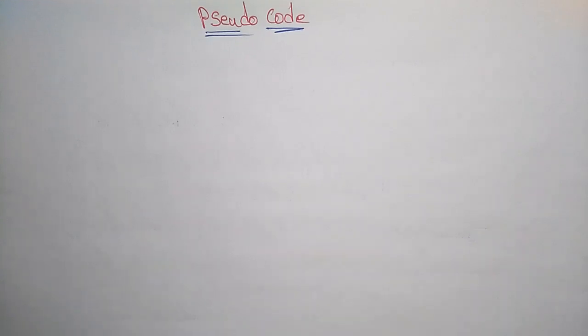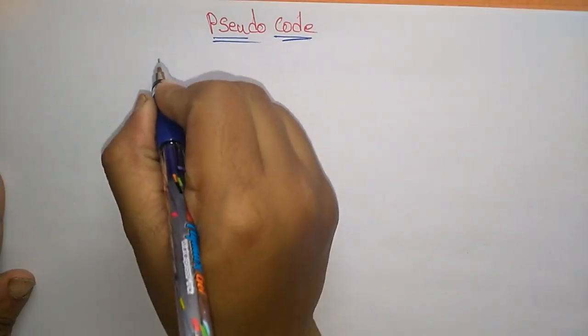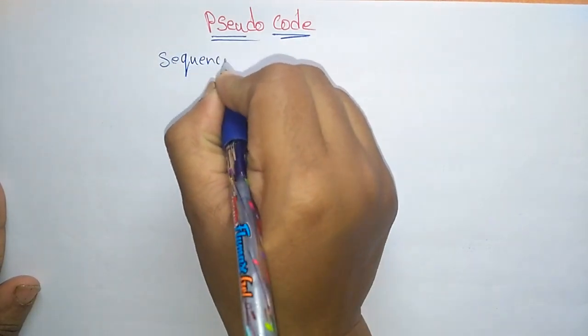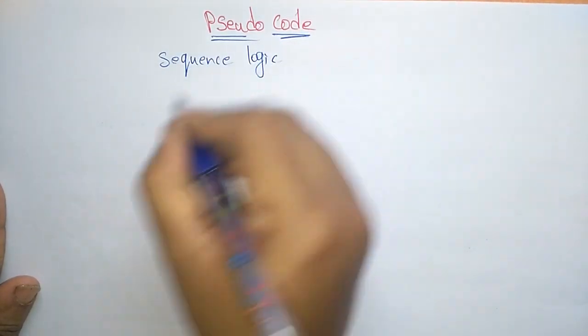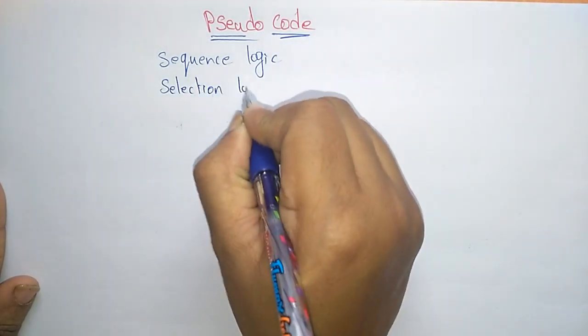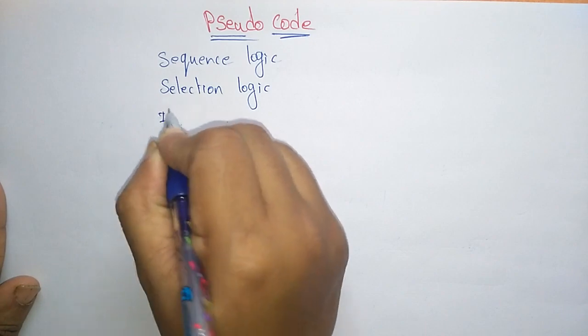Hi students, welcome back. In the previous video, I explained what pseudocode is, and we are discussing the different logical structures of pseudocode. The three logical structures are sequence logic, selection logic and iteration logic.